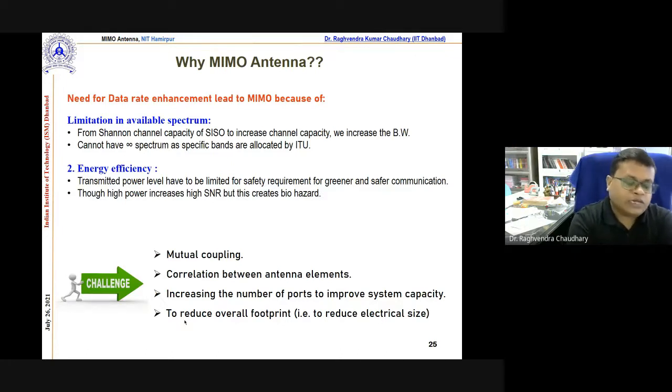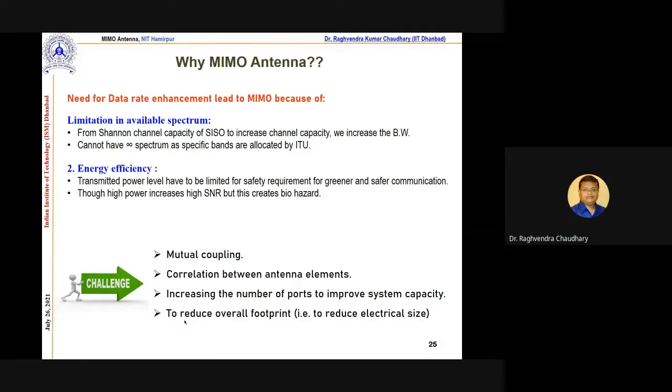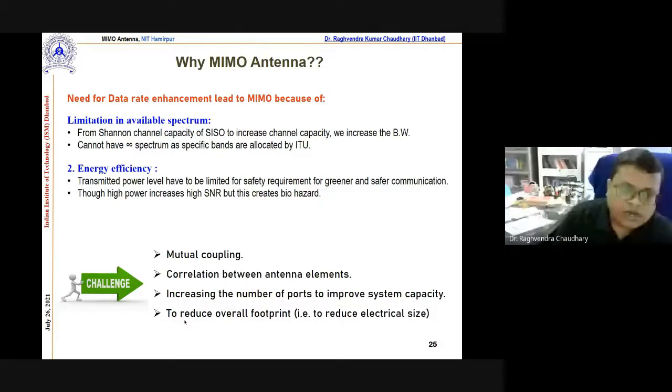Correct. The second issue was energy efficiency. The transmitted power level is limited because people want greener and safer communication, and increasing the power creates a biohazard. So this is still challenging. We cannot have very high power, so certain limitations are there, and within that we have to work.